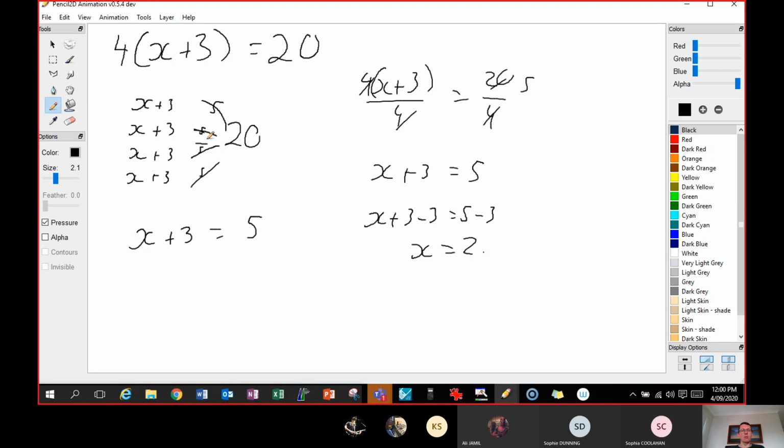Another way to go about it is, instead of splitting it up by 4 first, if I've really got 4 lots of this, don't I actually have 4 lots of x? And I've also got 4 lots of 3. So 4 lots of x would be 4x. And 4 lots of 3 would be 3, 6, 9, 12. That would be 12, and that equals 20. So now I can minus 12 from both sides. 4x equals 8. And now I can divide by 4 on both sides. I've got 4 x's, so 1x would be 2.